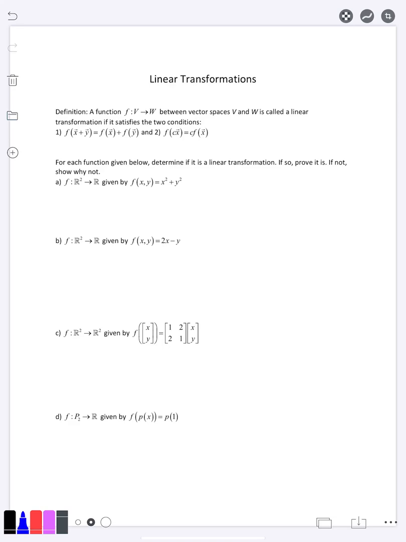We'll discuss the concept of a linear transformation. Well, the definition is you have to have a function that goes between two vector spaces V and W, and in order for it to be a linear transformation, you have to satisfy two properties. One is that f of x plus y is equal to f of x plus f of y, and the second is that f of c times x is equal to c times f of x.